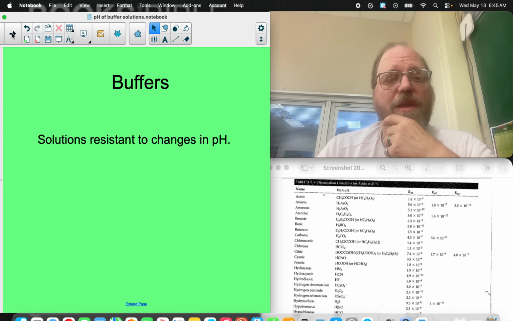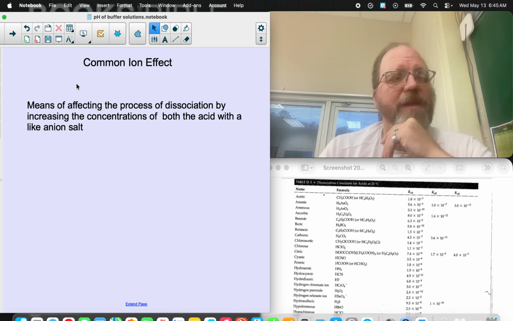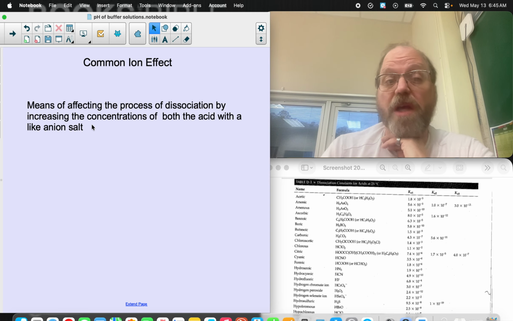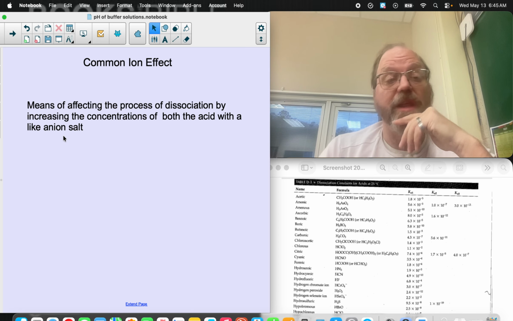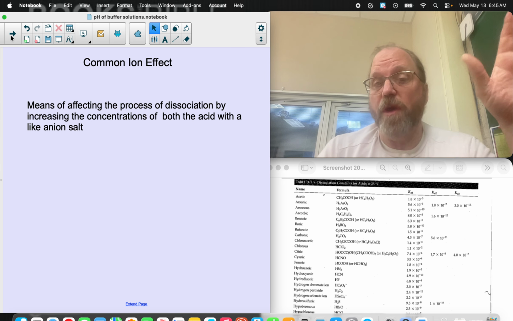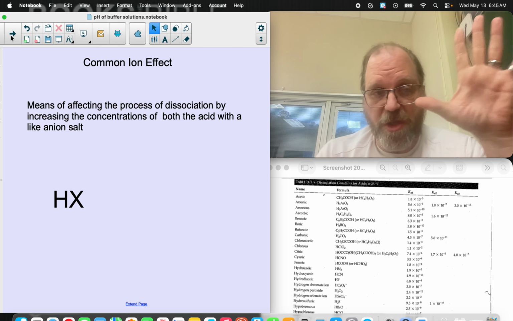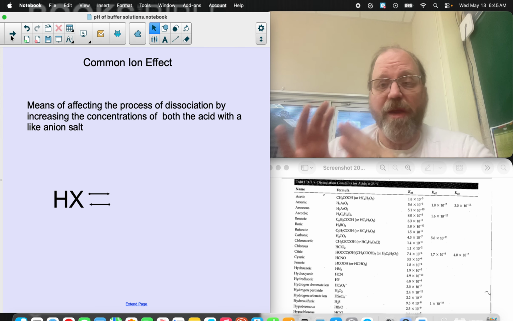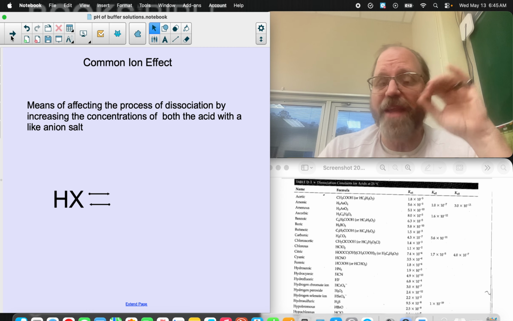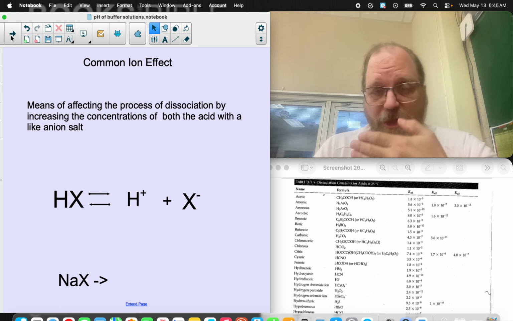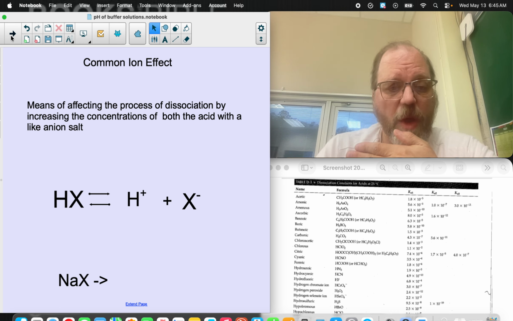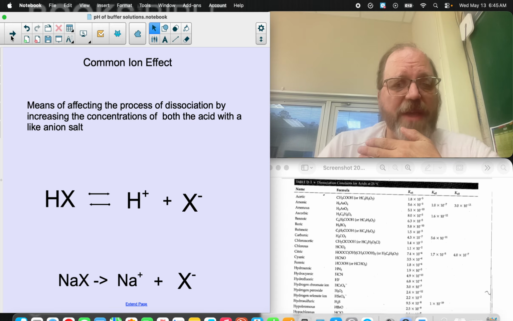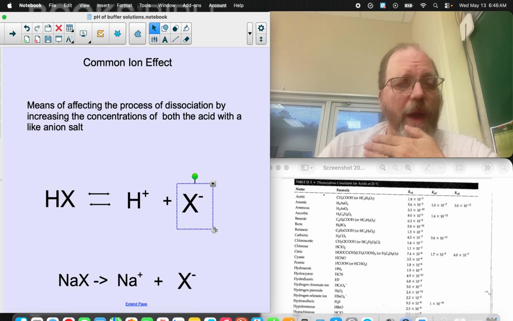Now we do that with something called the common ion effect. The common ion effect is a means of affecting the process of dissociation by increasing the concentration of one end of an acid with a like-ion salt. If we have a generic acid, we're going to consider that weak, so it's in equilibrium. We're going to generate our hydrogen ion and our anion. Now, when we take the like-ion salt, we have to make sure that it dissociates 100%. That's going to make the concentration of my anion blow up.